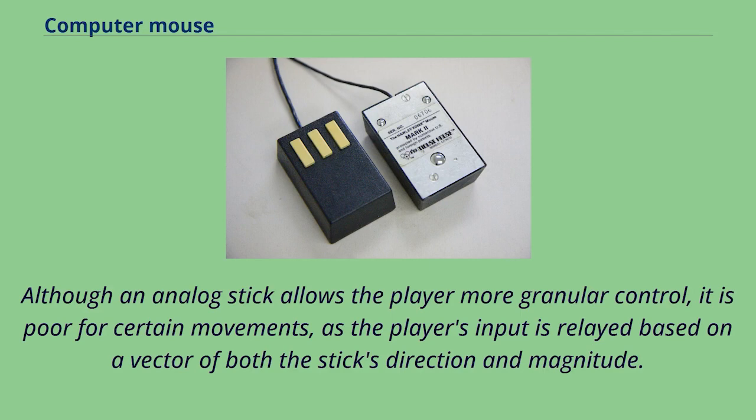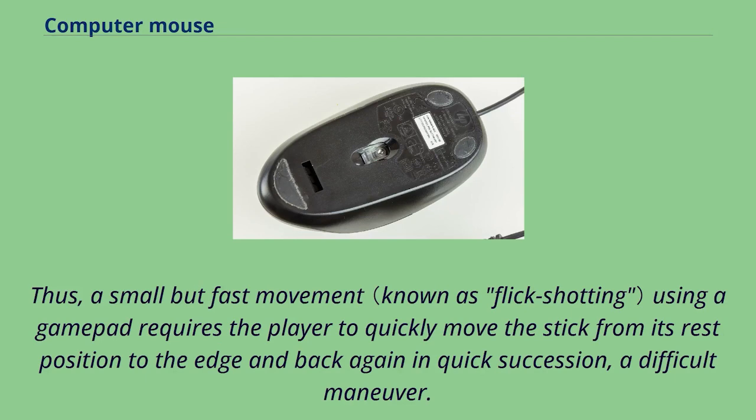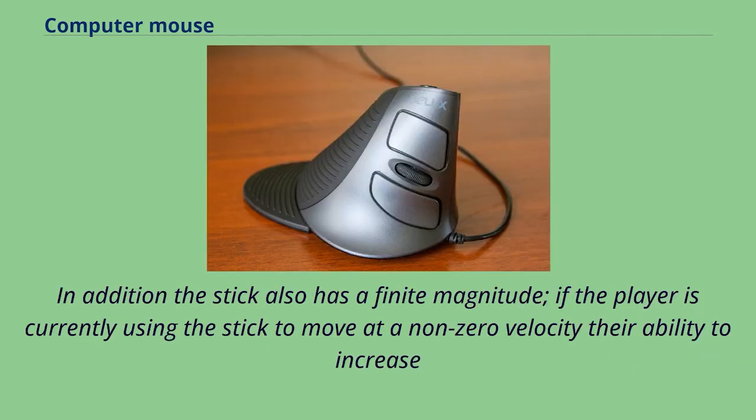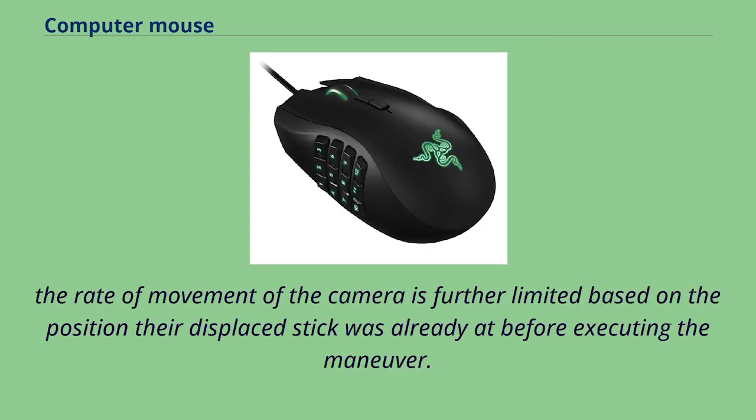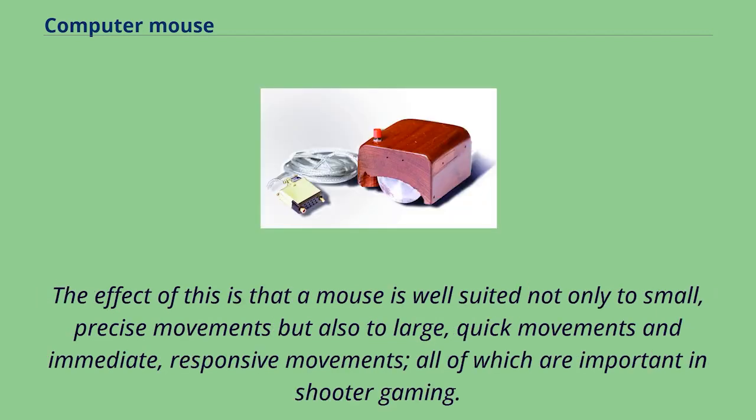Although an analog stick allows the player more granular control, it is poor for certain movements, as the player's input is relayed based on a vector of both the stick's direction and magnitude. Thus, a small but fast movement using a gamepad requires the player to quickly move the stick from its rest position to the edge and back again in quick succession, a difficult maneuver. In addition, the stick also has a finite magnitude. If the player is currently using the stick to move at a non-zero velocity, their ability to increase the rate of movement of the camera is further limited based on the position their displaced stick was already at before executing the maneuver. The effect of this is that a mouse is well suited not only to small, precise movements but also to large, quick movements and immediate, responsive movements, all of which are important in shooter gaming.